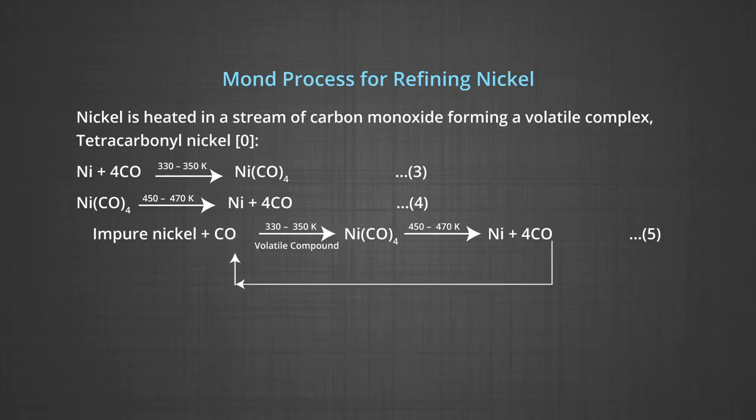The reactions of Mond's process as discussed can be seen in the flow chart: the impure nickel reacts with carbon monoxide to form tetracarbonyl nickel, which is further decomposed to form nickel and carbon monoxide. Thus, you may see that the carbon monoxide is recycled in the process as shown.